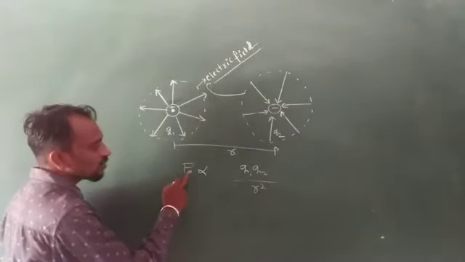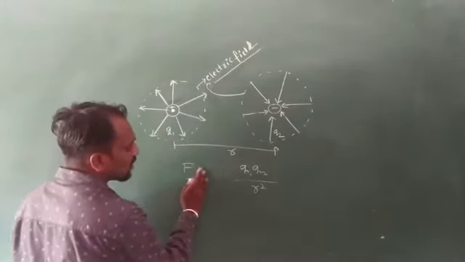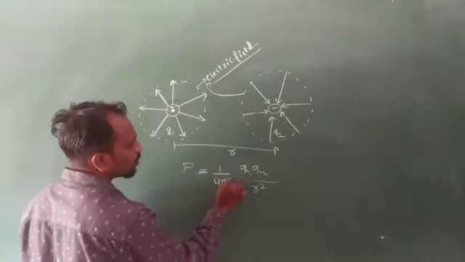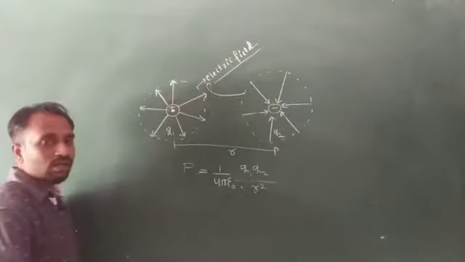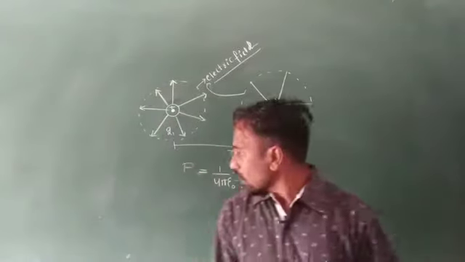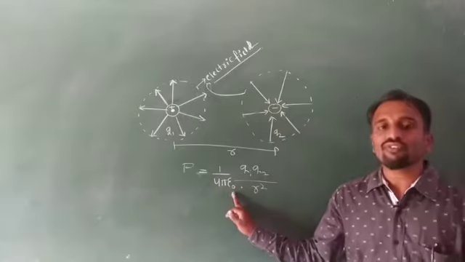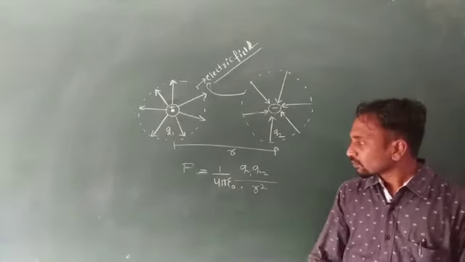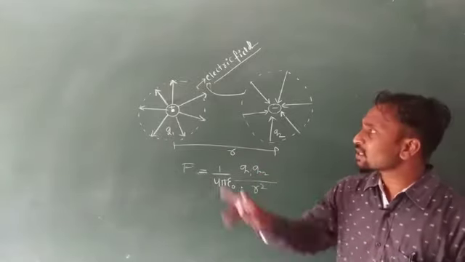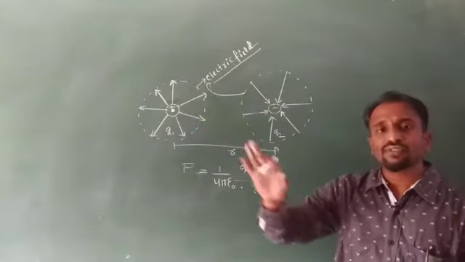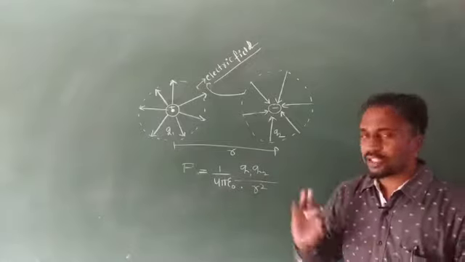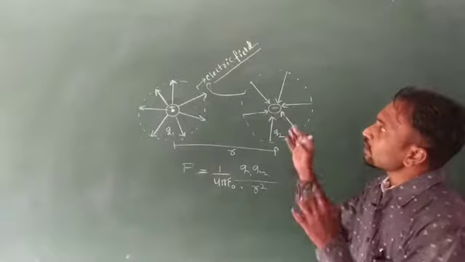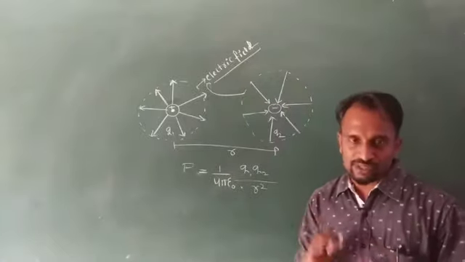So for this reason, it is directly proportional. Here we get a constant value, that is, 1 by 4 pi epsilon naught. So this is a constant value. Here epsilon naught means the permittivity of free space. Permittivity of free space means the medium allows electric field lines to pass. So that is what we consider as the permittivity of free space. This was just an introduction about electric field.